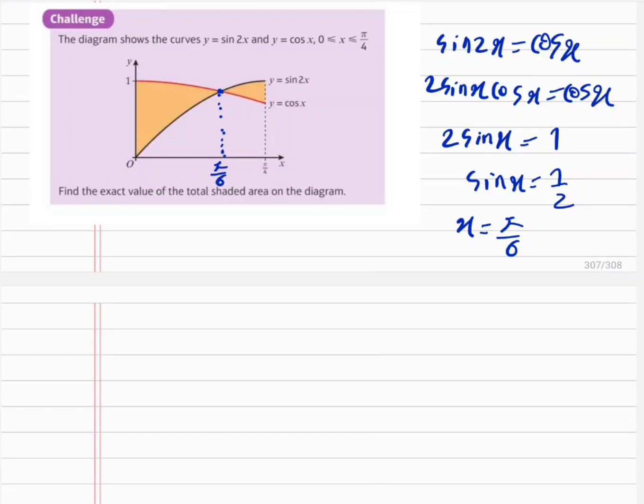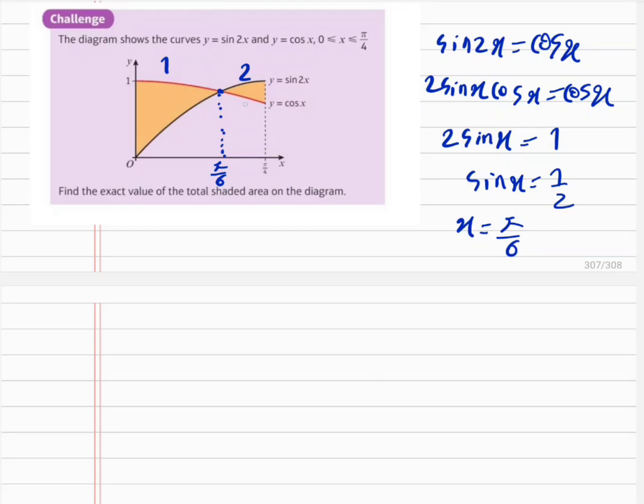Now, to set up the integral, we actually need two different integrals. So one for the first region. Let's say the entire region to the left of pi by 6 needs one integral, and then a separate one for the second one, which is to the right of pi by 6. So for the first region, we need to find the area under y is equal to cos x, but that gives us the entire thing, and then subtract the area under y is equal to sine 2x, because that removes the parts that we don't want, which are unshaded.